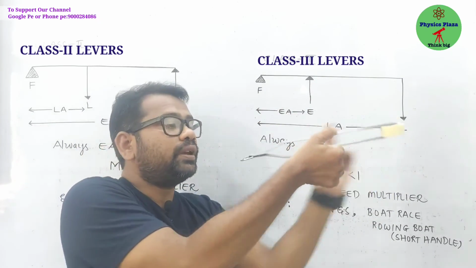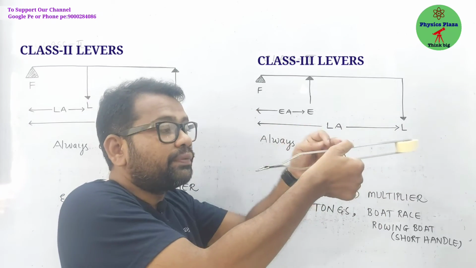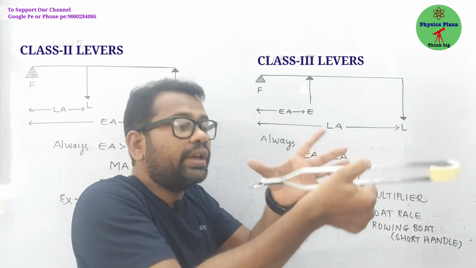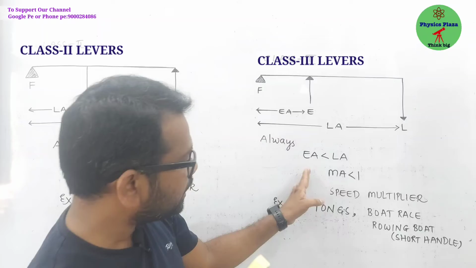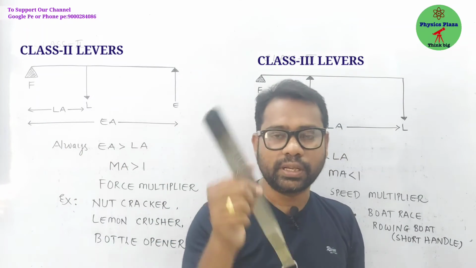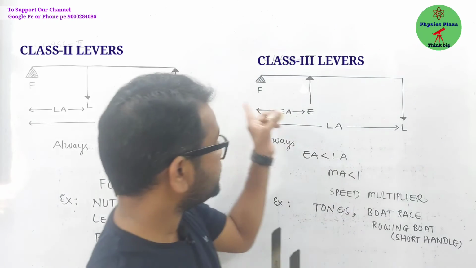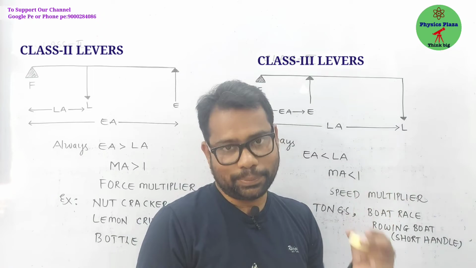So the distance between the fulcrum and the load is the load arm. The distance between the fulcrum and the effort is the effort arm. So here the effort arm is less than the load arm. Hence the mechanical advantage is less than 1. So these tongs, sugar tongs, fire tongs, come under what, children? Yes, class 3 levers, behaving like speed multipliers.